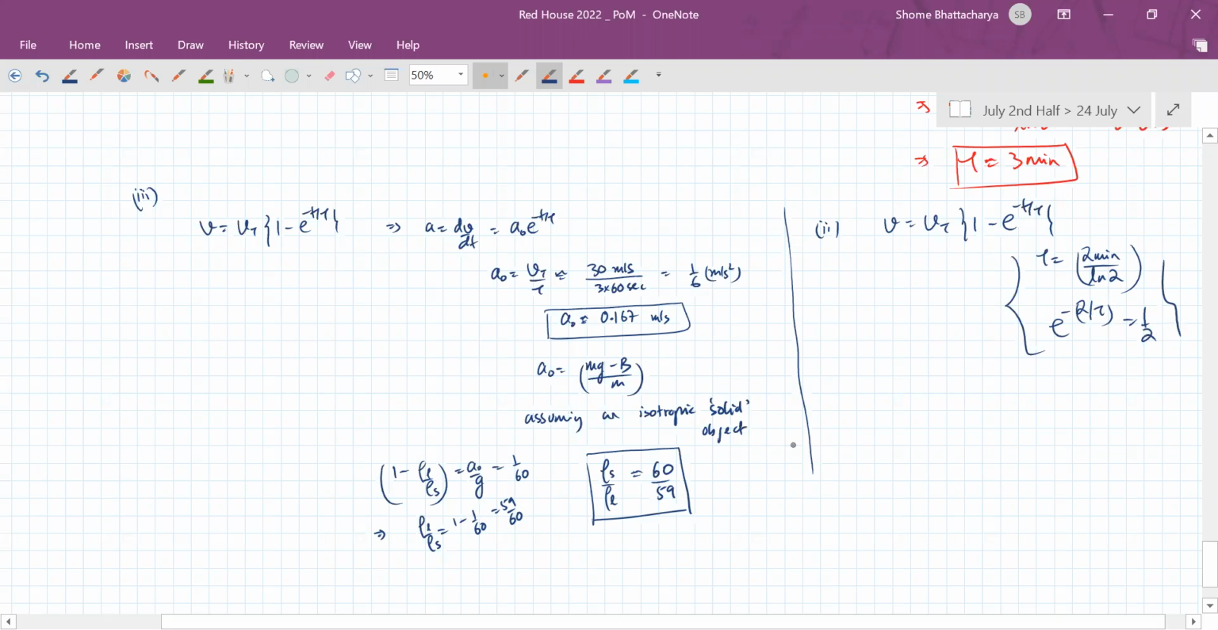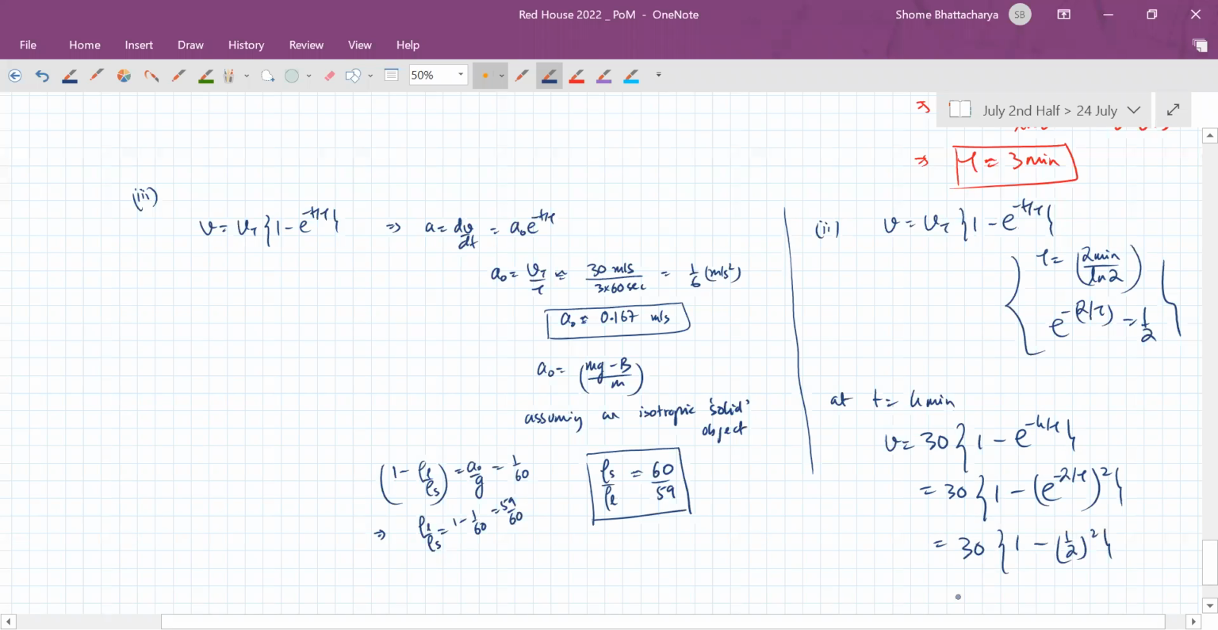Keep this thing in mind. So now at t equal to 4 minutes, v will become 30 into 1 minus e raised to the power minus 4 by tau. So that is 30 into 1 minus e raised to the power minus 2 by tau, squared. So that's how you get this relation. So it's reached 3/4 of that velocity, so 22.5.